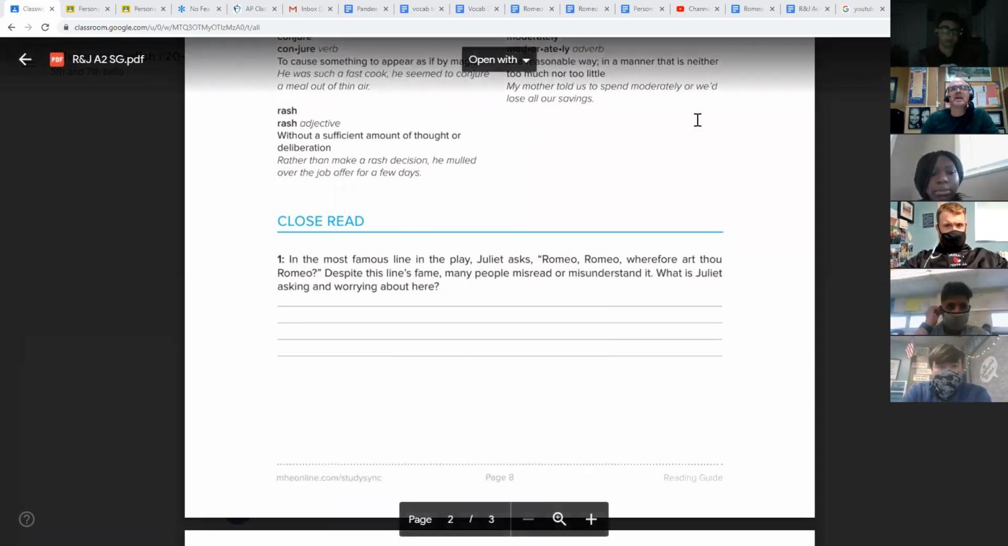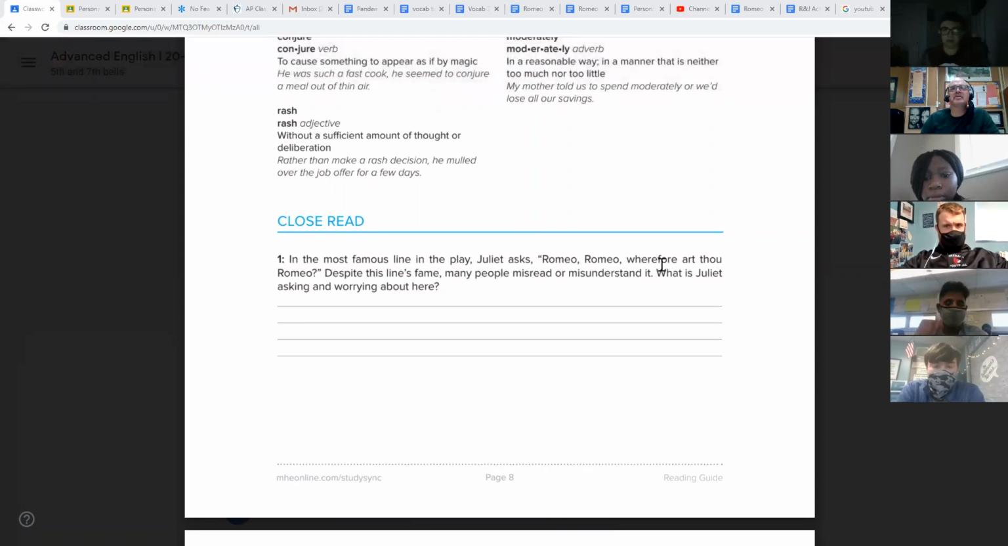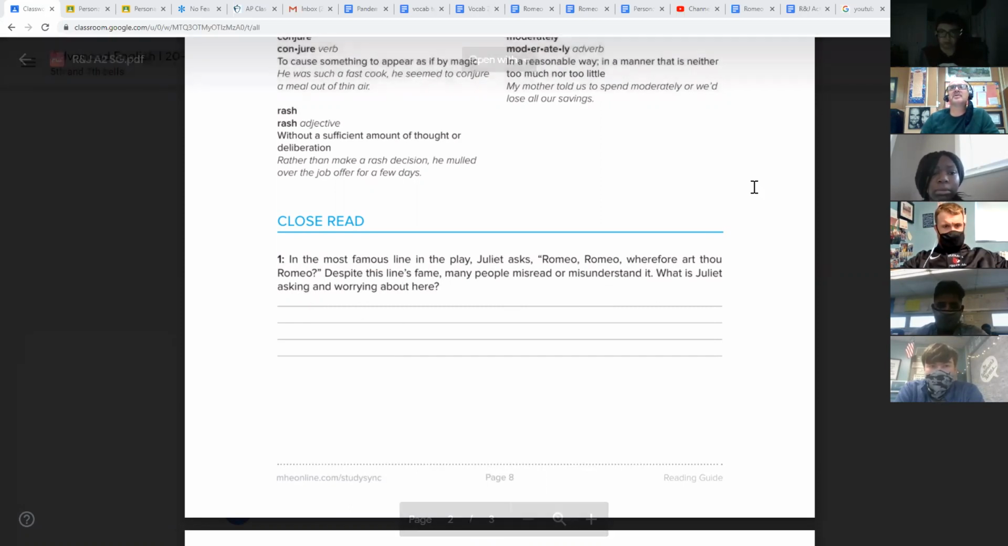So, first one is, in the most famous line in the play, Romeo, this is when she's on the balcony, right? Wherefore art thou, Romeo? Despite this line's fame, many people misread or misunderstand it. What is Juliet asking and worrying about here? If you read the translation side by side, you'll know that wherefore art thou, Romeo, does not mean Romeo, where are you? Wherefore does not mean where. It's an archaic word, which means out of use. What does it mean?